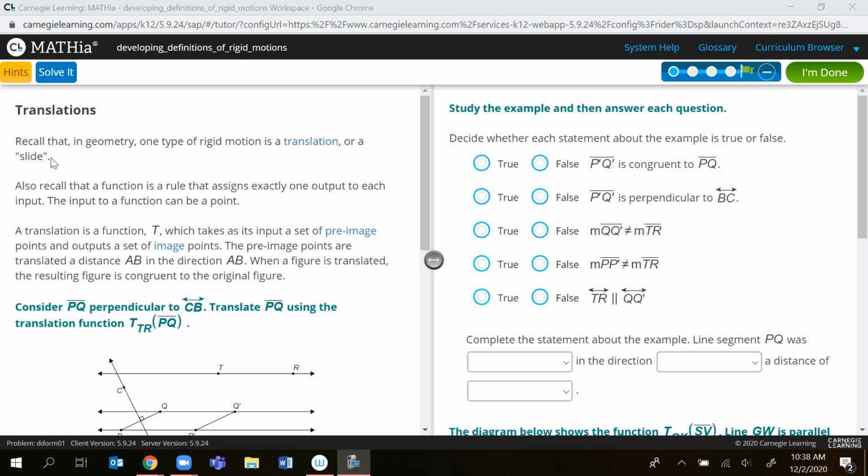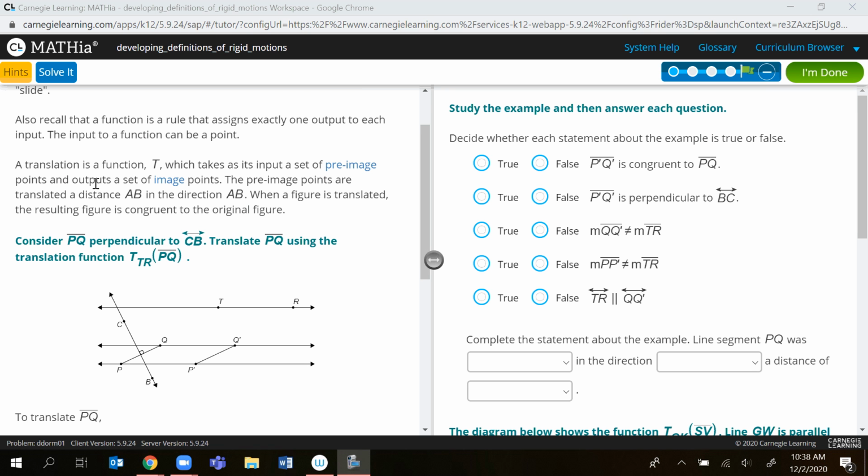So translations. Recall that in geometry one type of rigid motion is a translation, or a slide. Also recall that a function is a rule that assigns exactly one output to each input. The input to a function can be a point. A translation is a function T, which takes as its input a set of pre-image points and outputs a set of image points. The pre-image points are translated a distance AB in the direction AB. When a figure is translated, the resulting figure is congruent to the original figure.